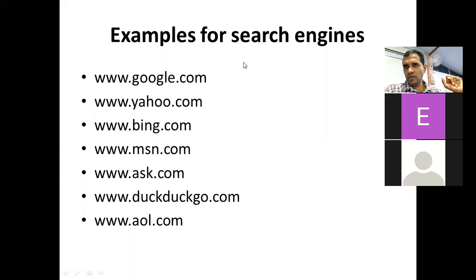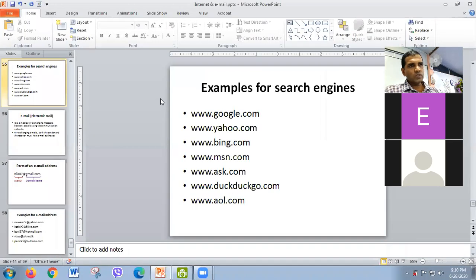So there are many search engines available, but I included some of the commonly used ones. Almost all people like to use Google as their search engine. The others are also popular, but the most commonly used one is google.com. To search anything on the World Wide Web, you can use one of these search engines. So I will show you some searching first.